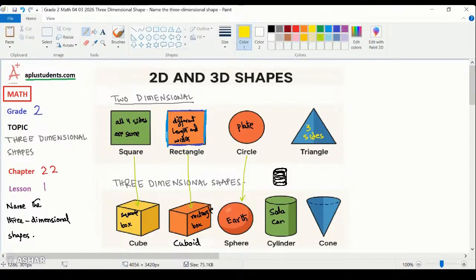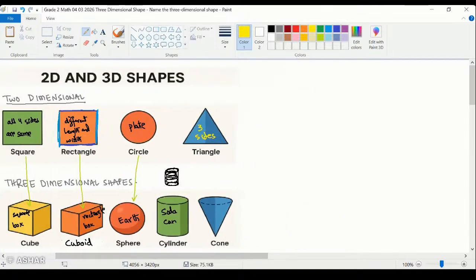A cone is one round and one pointed surface. Okay, so in this case, when we have these shapes given to us, let's say they're asking us what is this shape. Can we give the name of this shape?